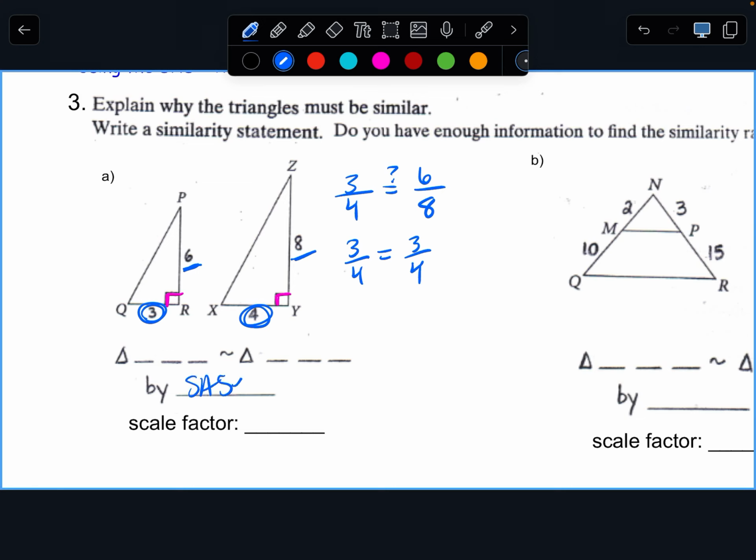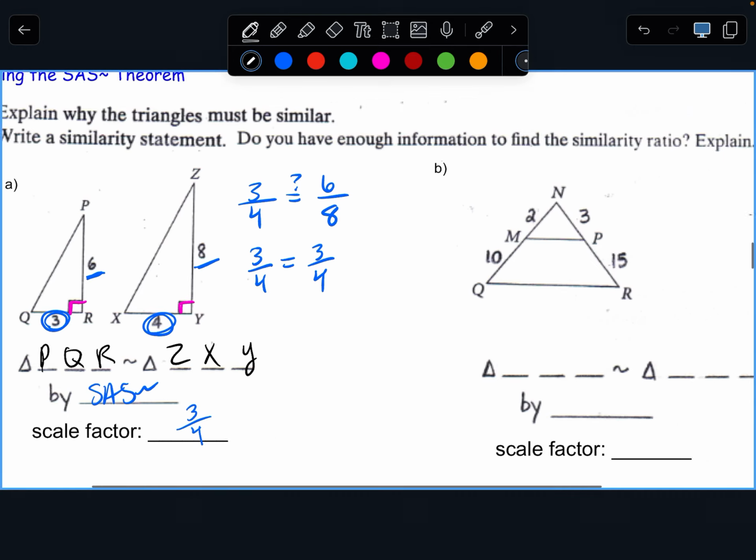So this is side angle side similarity, scale factor 3/4. And then you just watch the letter order. So I'll do P, Q, R. And then Z, X, Y. I don't know. You don't have to do it that way. You could do Q, R, P, X, Y, Z.